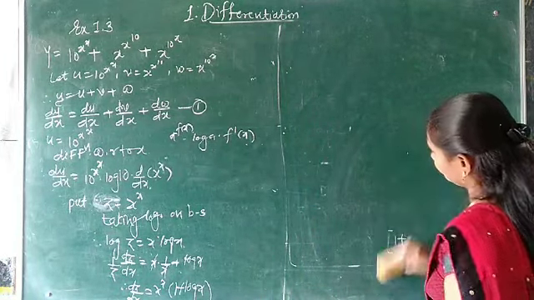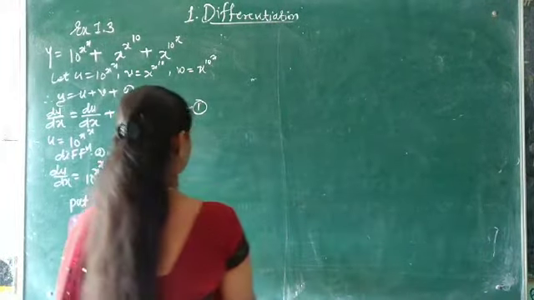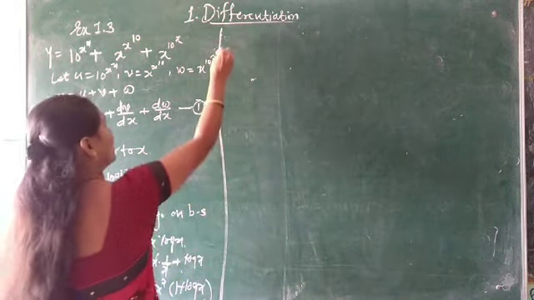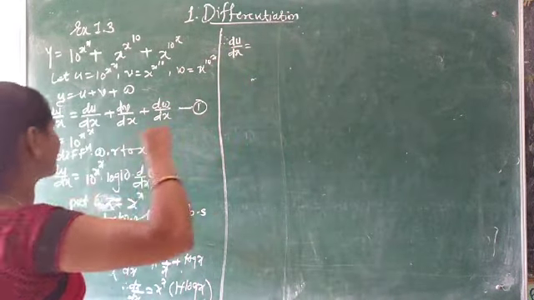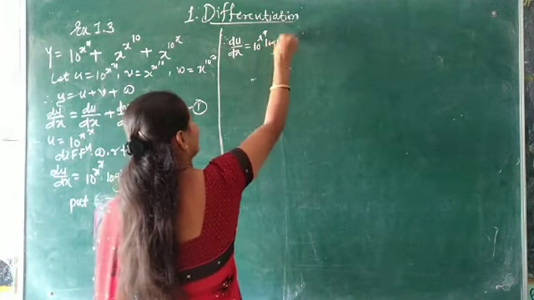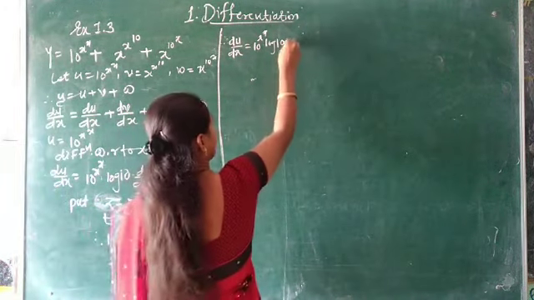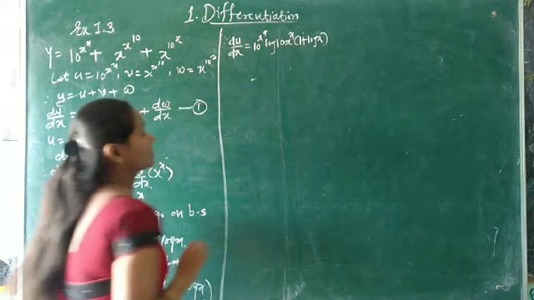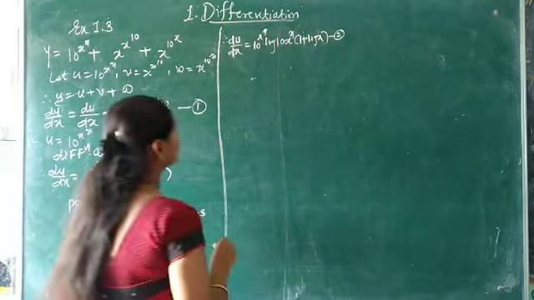Therefore, du upon dx is equal to 10 raised to x into log 10 into the derivative of x raised to x, which is x raised to x into 1 plus log x. This is du upon dx, equation number 2. Now next, v.